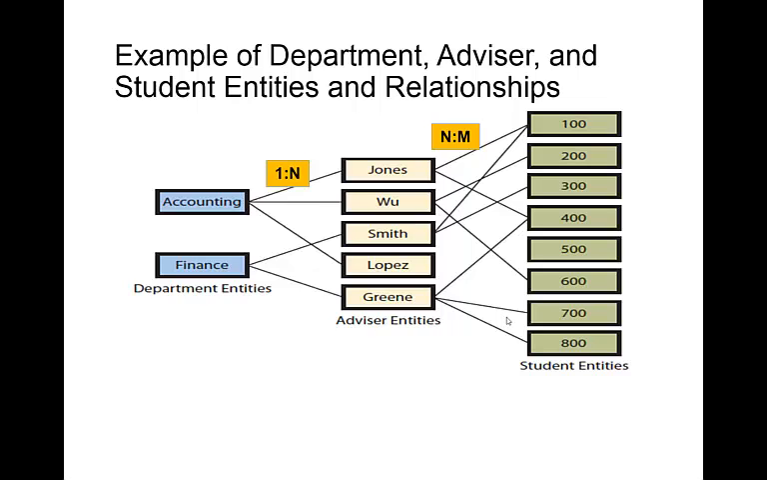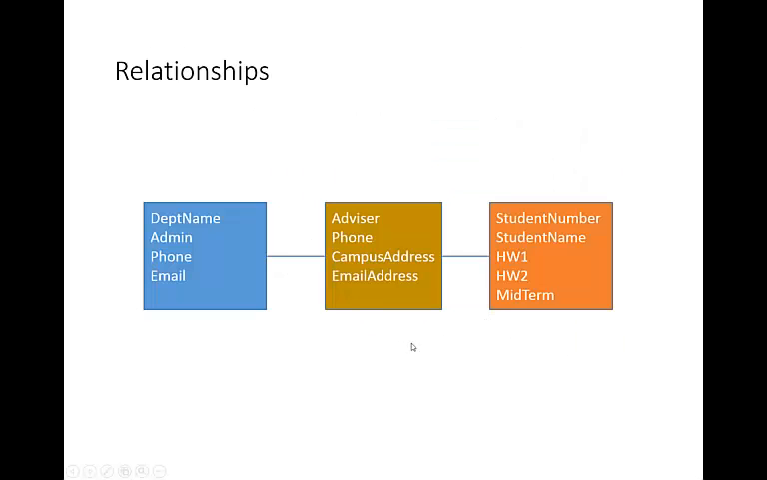So how would we write this out in the data model? Well, the data model starts by identifying the entities. So we have a department entity in blue, an advisor entity in this golden color, or kind of brownish color. I don't know how it looks on your screen. And then you have the student entity in the orange color.